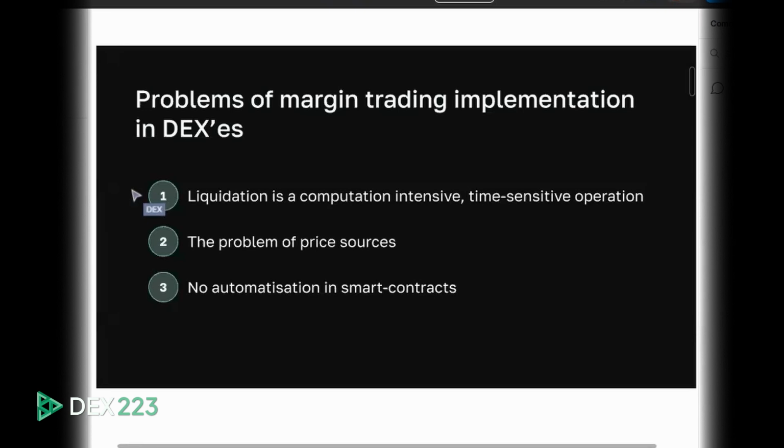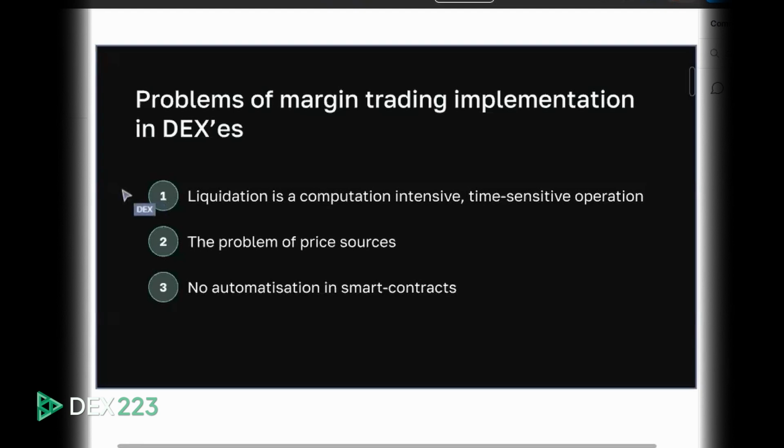if the price reaches some threshold, or the price of the asset that you are trading, all the assets of your position are taken and forcefully sold on the market. You are left with nothing, and the lender is paid with the funds that were received during this operation. The problem with liquidation for decentralized exchanges is that it's quite a complex thing.